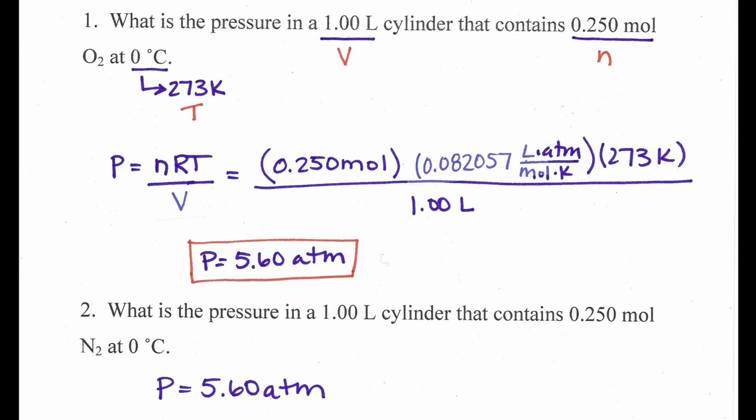Question number 2 asks me now to solve a similar question for nitrogen gas. What is the pressure in a 1-liter cylinder that contains 0.25 moles of nitrogen at 0 degrees Celsius? The information that I'm going to plug into the ideal gas law is identical to the information in question number 1. What we know about the ideal gas law is that the identity of the gases doesn't matter. As long as we have the same number of particles as measured in moles, we will have the same properties for our gases. So a 1-liter sample of nitrogen gas that contains 0.25 moles at 0 degrees Celsius is going to have a pressure of 5.60 atmospheres, just like oxygen gas in question number 1.